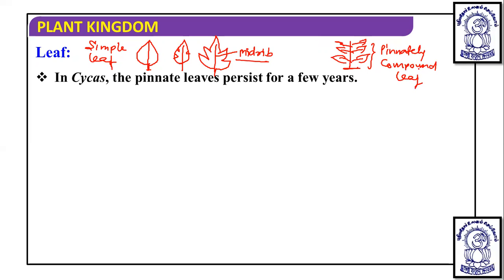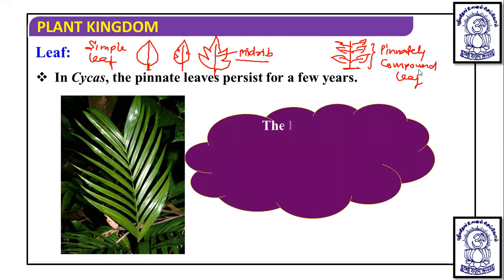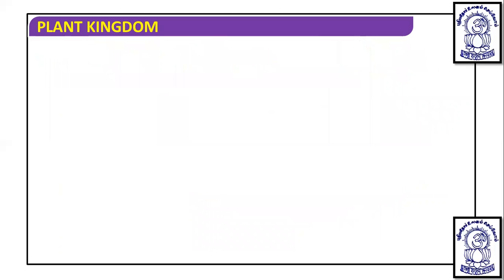So in cycas, the pinnate leaves, pinnately compound leaves, persist for a few years. And you can see this is a particularly pinnately compound leaf in the case of the cycas. And the leaves in gymnosperms are also well adapted to withstand extremes of temperature, humidity, and wind. They can have a simple leaf, they can have a compound leaf. Pinnately compound leaves are known to occur in cycas, and they persist for years. Now, what are the characteristics that help them to survive in extreme conditions?